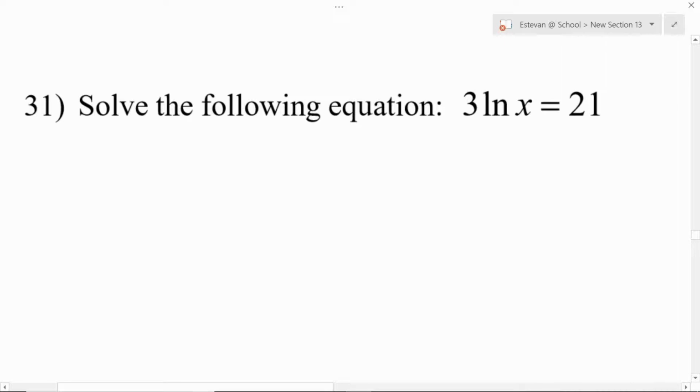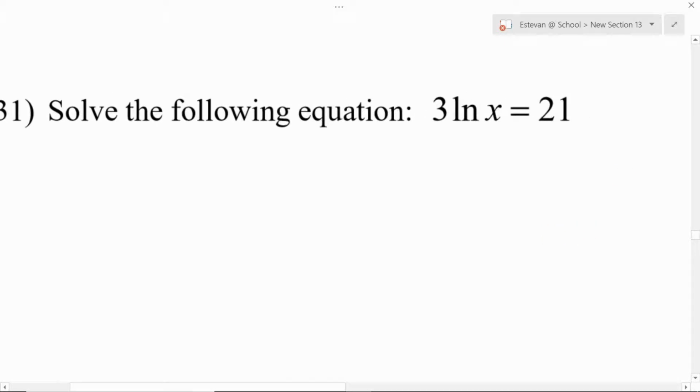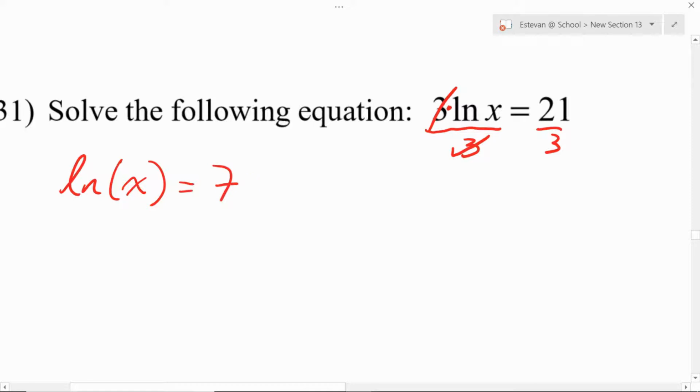31. Solve the following equation. We have 3 times natural log of x is equal to 21. See how here your log isn't by itself because there's a coefficient of 3. Because of that, they're multiplying. To get rid of the 3, we have to divide both sides by 3. The 3's will cancel, leaving you with natural log of x is equal to 7.